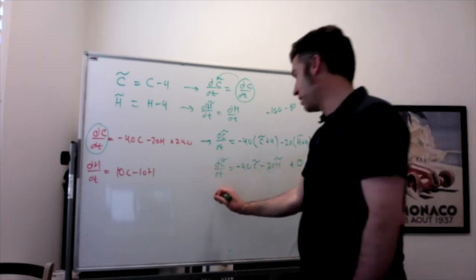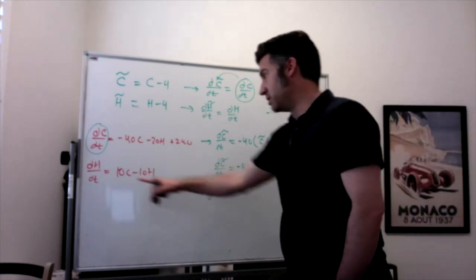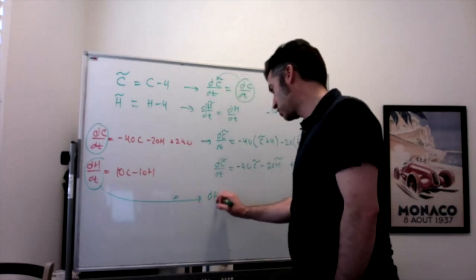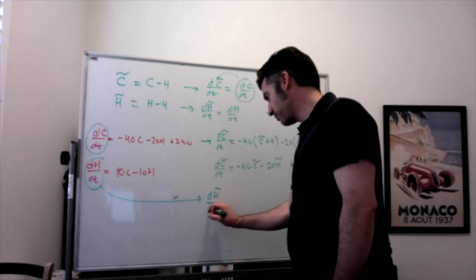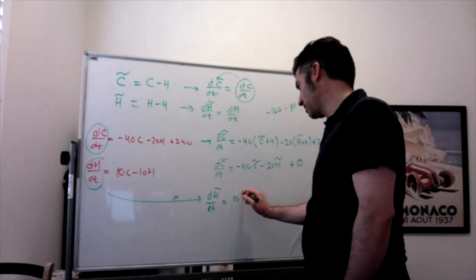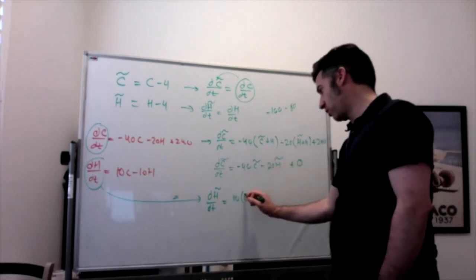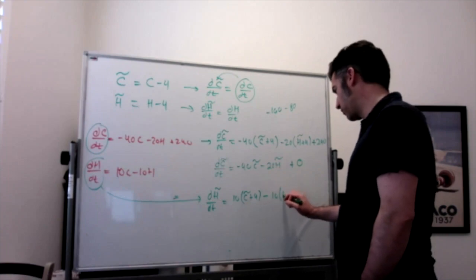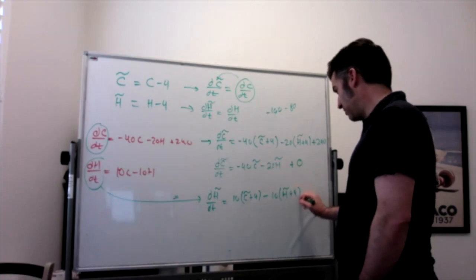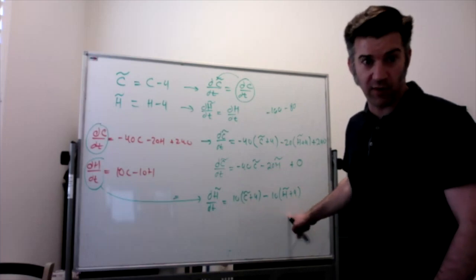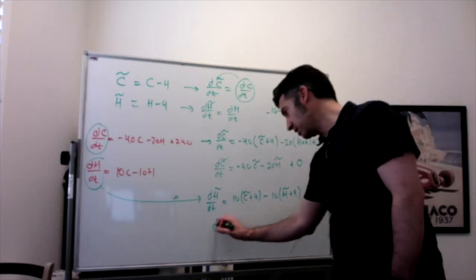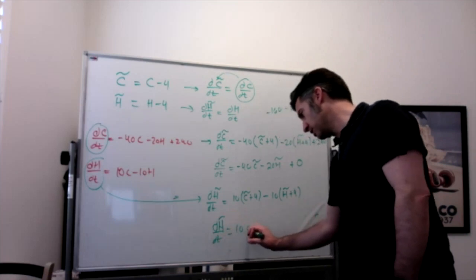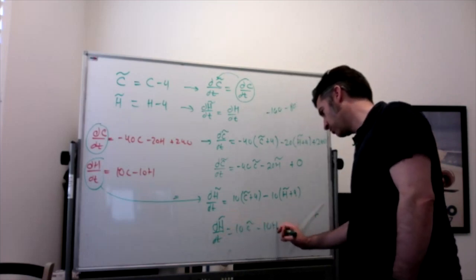In the same sort of way, dh dt is equal to dh squiggle dt. And it's going to be 10 times c squiggle plus 4, minus 10 times h squiggle plus 4. And I think you can see here the 40 and the negative 40 will definitely cancel out. So dh squiggle dt is equal to 10c squiggle minus 10h squiggle.